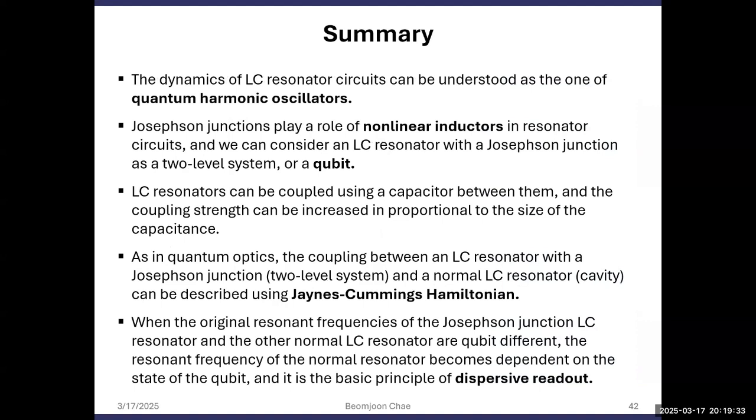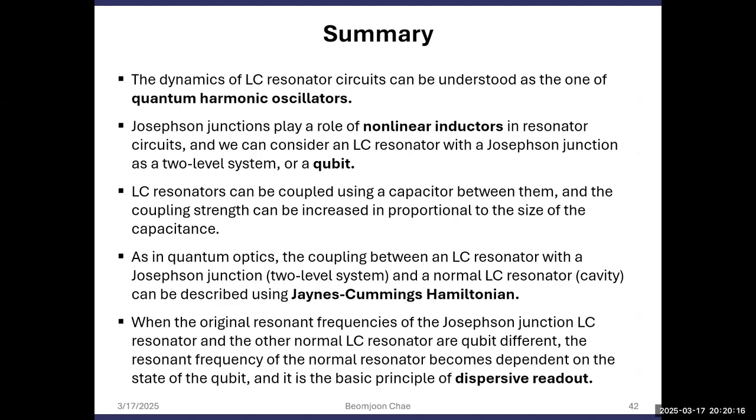In summary, the dynamics of LC resonator circuits can also be understood as those of quantum harmonic oscillators. Josephson junctions play the role of nonlinear inductors in resonator circuits. We can consider an LC resonator with a Josephson junction as a two-level system, or simply call it a qubit. LC resonators can be coupled using a capacitor, and we can change the coupling strength by changing the size of the capacitor.